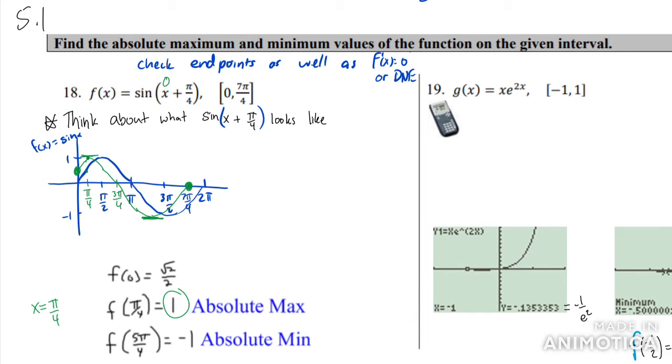Same thing for 5 pi by 4. Well, it would normally be 3 pi over 2, but it reaches it a little bit early. It reaches it here, so this would be 6 pi by 4, so they reach it at 5 pi by 4. So this is x equals 5 pi by 4. So this would give you your absolute minimum of -1.